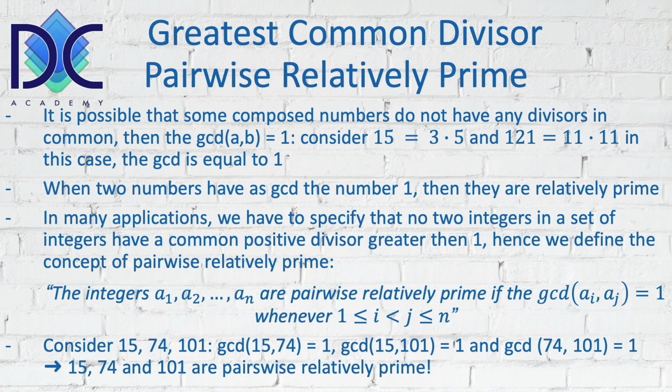Now let's look at some numbers. We have 15, 74, and 101. Those are the three numbers that we have. We can say that the GCD of 15 and 74 is 1. They don't have any divisor in common. The GCD of 15 and 101 is also equal to 1. And the GCD of 74 and 101 is also 1. It means that 15, 74, and 101 are pairwise relatively prime. So it's a very important element to understand. We will use it later in some applications.